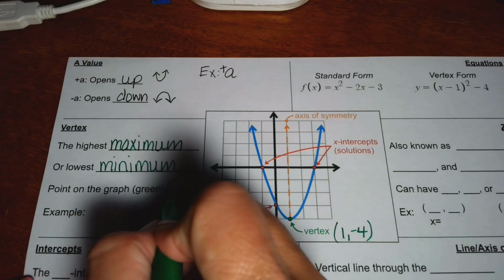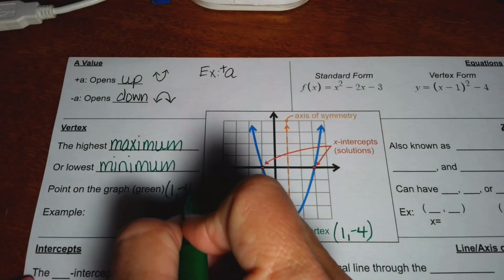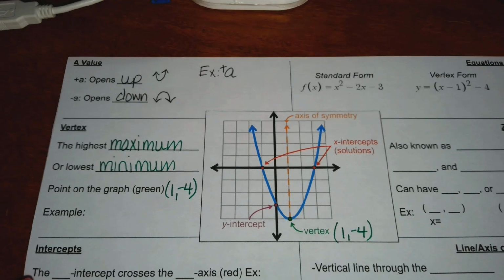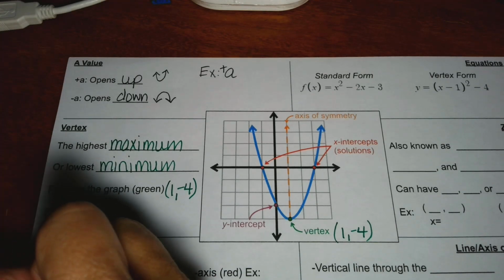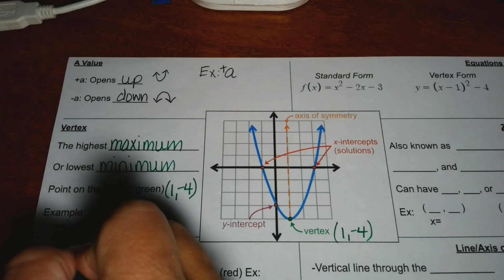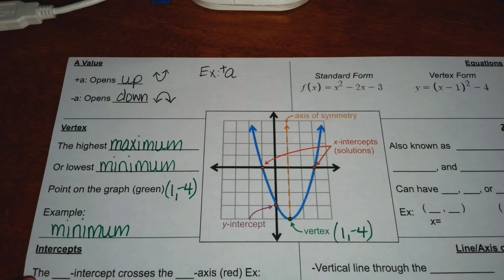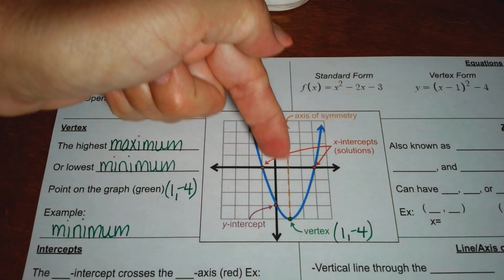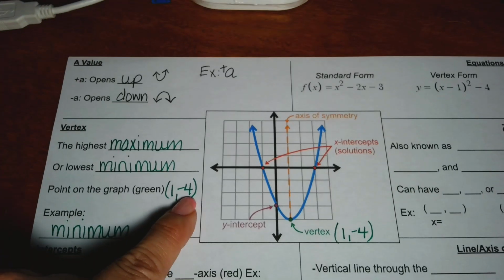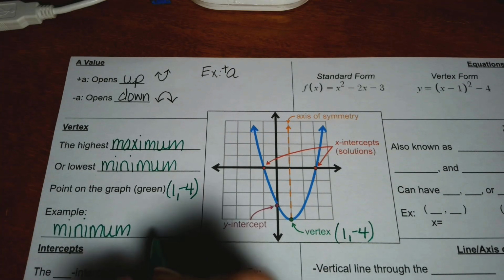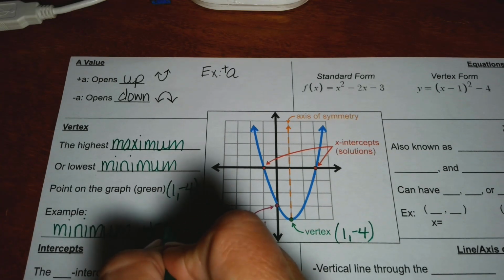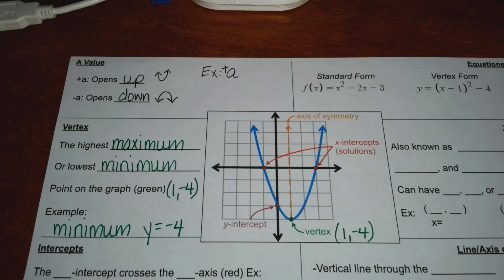That point on the parabola, it would be the minimum point, is (1, -4). Okay? So that one is actually the minimum. And the number that made it go down was the y value. So we would say the minimum is y equals -4.